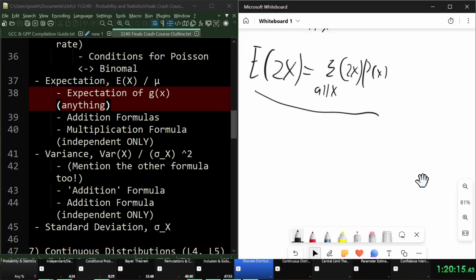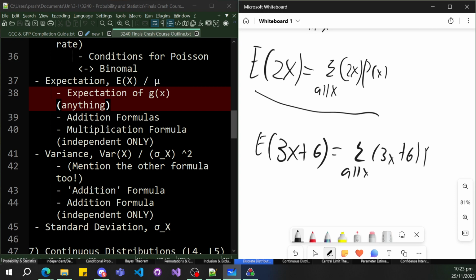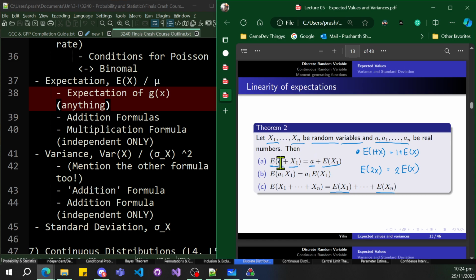Let's say you want to find the expectation of 3x plus 6. And you absolutely could do this like we've always been doing, but this would take quite a lot of work. What if we already knew the expectation of x from an earlier calculation? Could we somehow reuse this to get this? Absolutely. That's what these formulas are for.